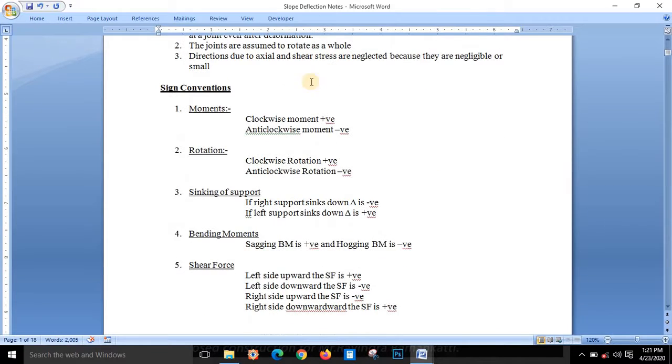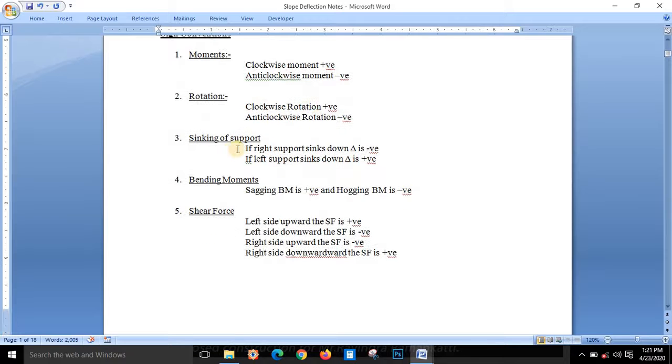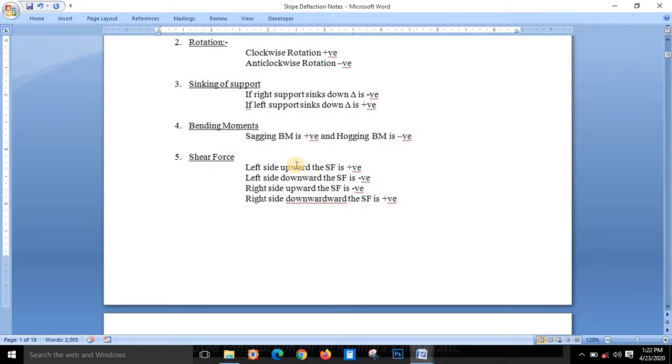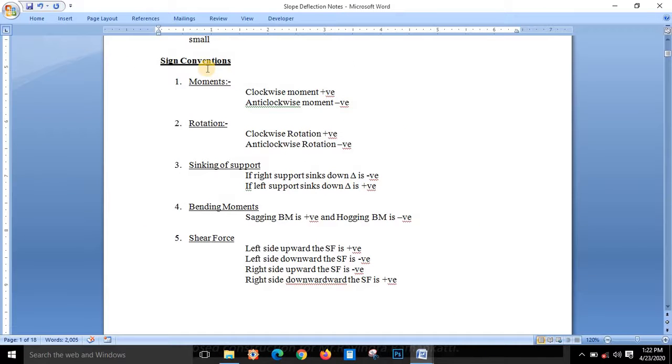Next, let us discuss sign conventions. Rotation clockwise is positive, anti-clockwise is negative. Sinking of the support is very important: if the right support sinks downward, that is negative; if the left support sinks, that is positive. This sign convention is very similar to the one we used in the moment distribution method. For bending moments, sagging is positive, hogging is negative. For shear force, left side upward is positive, left side downward is negative, right side upward is negative, right side downward is positive. So these are the sign conventions we are going to use.